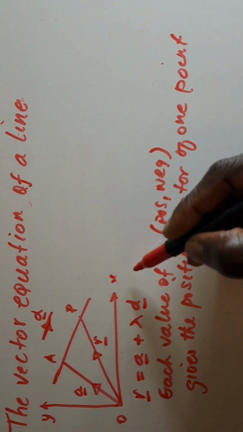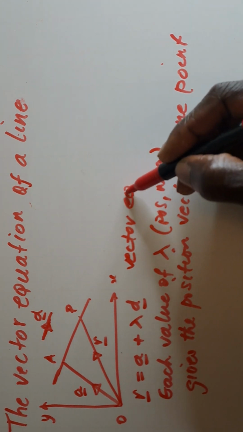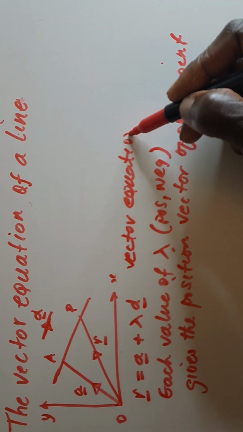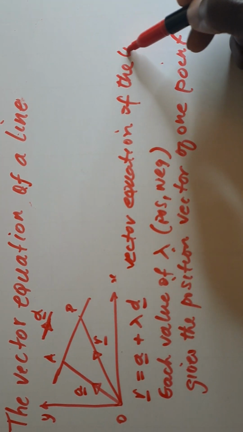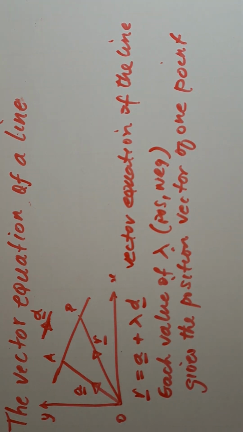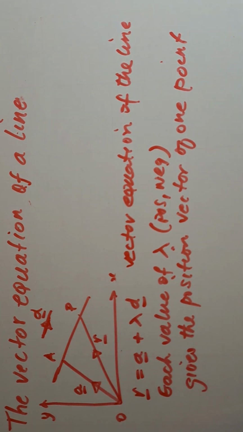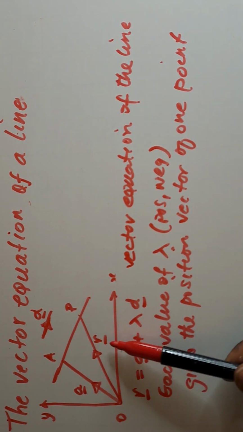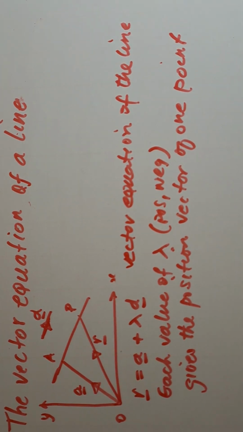So we know now that this is the vector equation of the line. Just this specified line here, it's in the xy plane, and we specify that these 2 points A and P with position vectors A and R respectively with direction vector D. Now here are some examples.